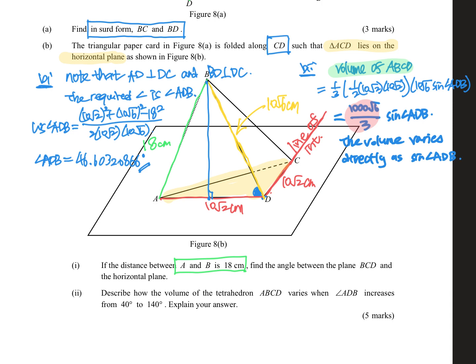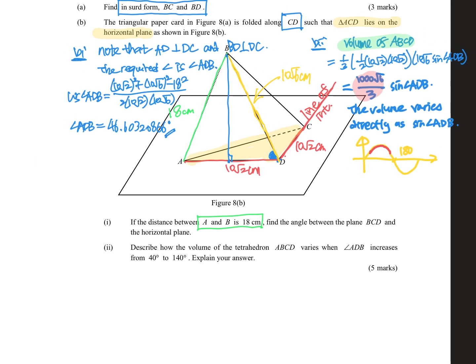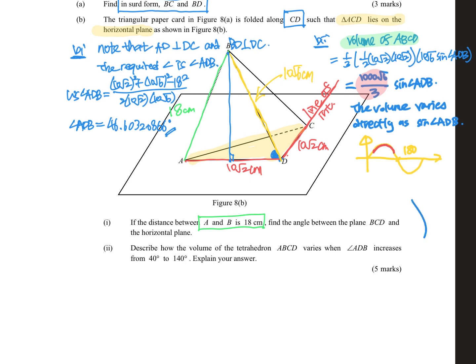And then inside our mind we should have the sine graph. So this is 180. We are talking about this part, from 40 to 140. You can see this part: first of all we increase and then decrease. So that's why I need to put this here.